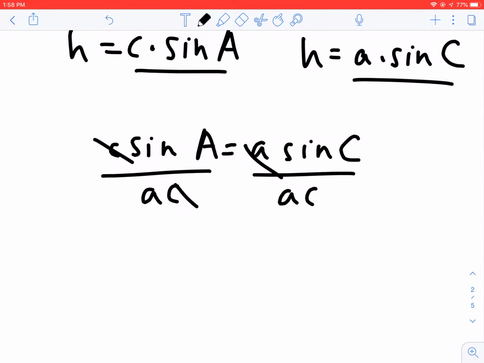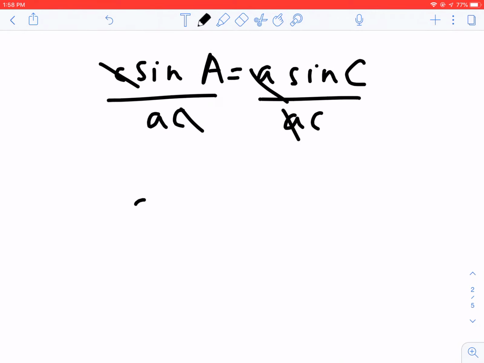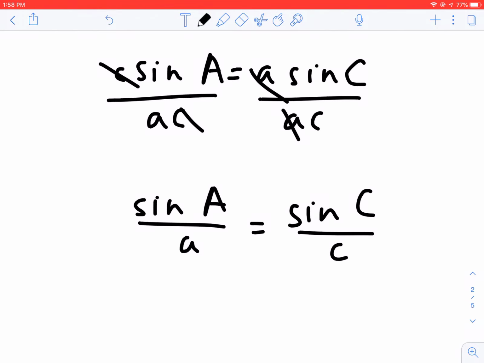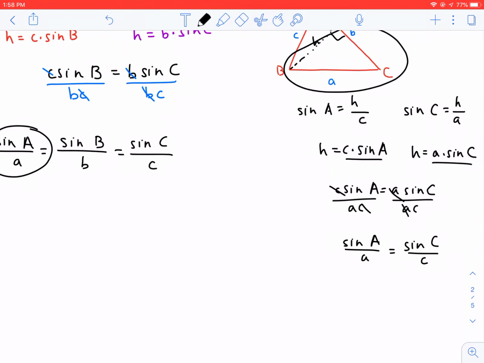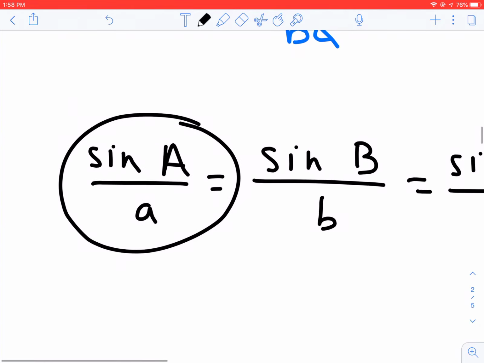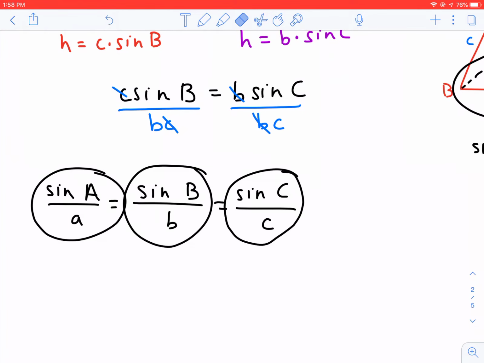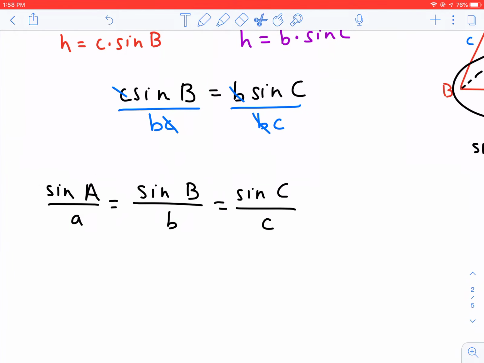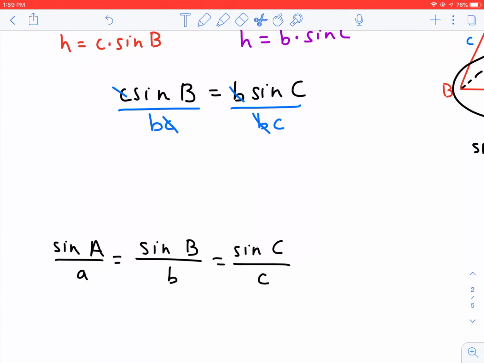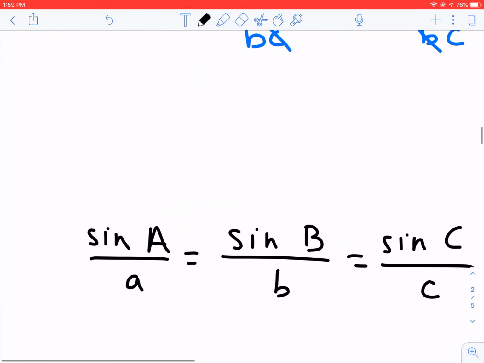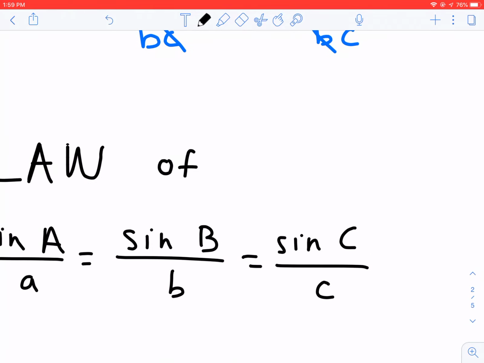I get sine of A over A equals sine of C over C. And if sine of A over A equals sine of C over C, which is also equal to sine of B over B, then all three are equal to each other. And this here is what we call the law of sines.